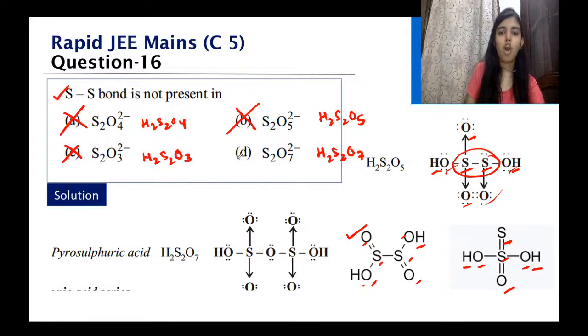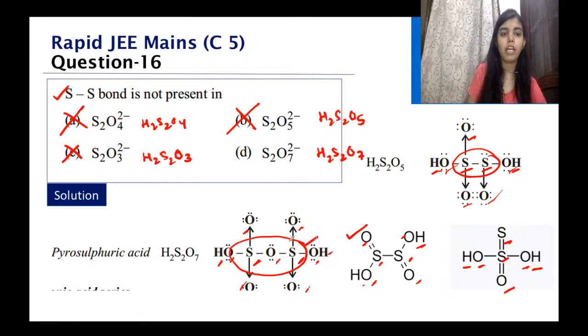Now come on to option number D, that is H2S2O7. So the structure will be 2 sulfur, 1, 2, 3, 4, 5, 6, 7 oxygen and 2 hydrogen. So here if you see, there is no SS bond, rather there is a SOS bond, right? So answer for question number 16 should be D.